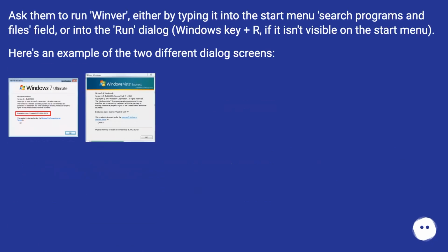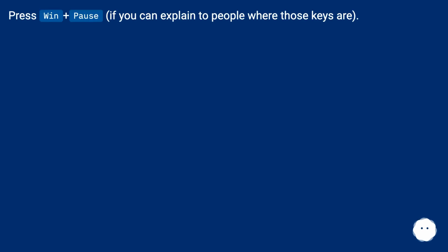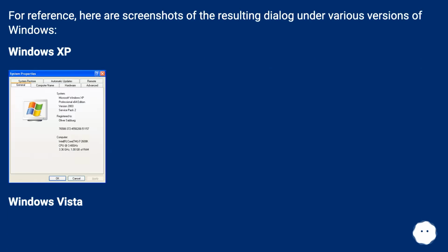Ask them to run winver, either by typing it into the Start menu's Search Programs and Files field, or into the Run dialog, Windows key plus R, if it isn't visible on the Start menu. Here's an example of the two different dialog screens. Press Windows key plus Pause, if you can explain to people where those keys are. For reference, here are screenshots of the resulting dialog under various versions of Windows.